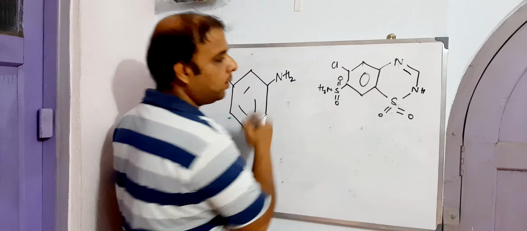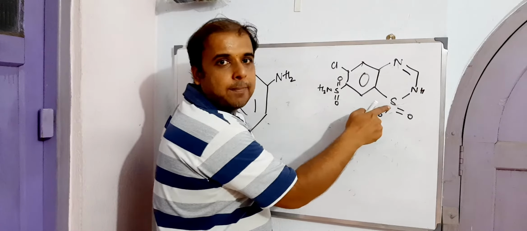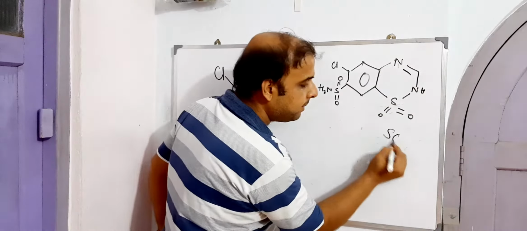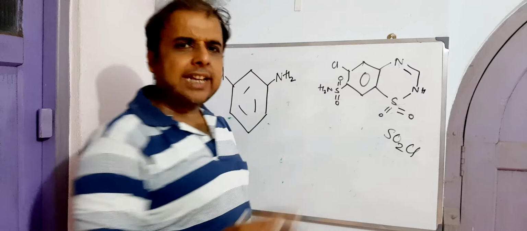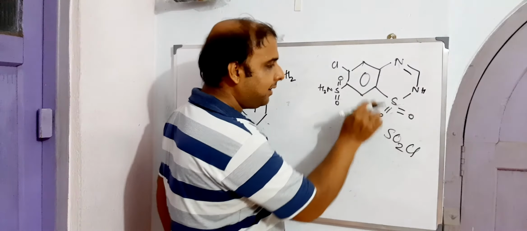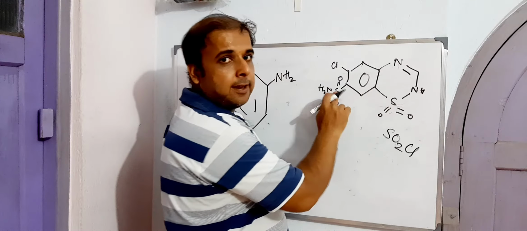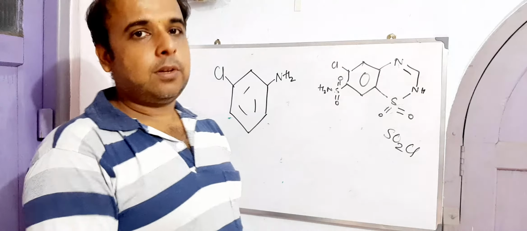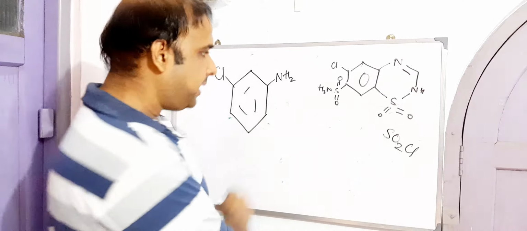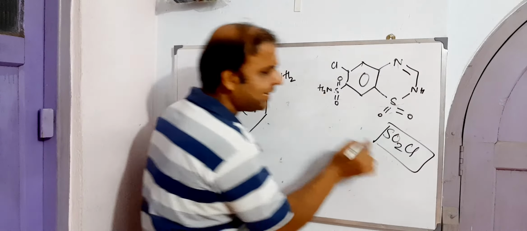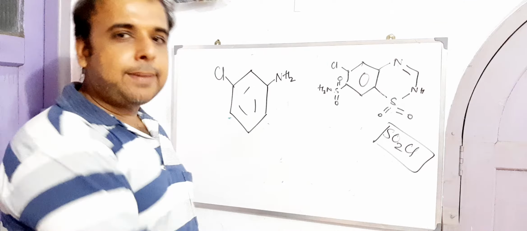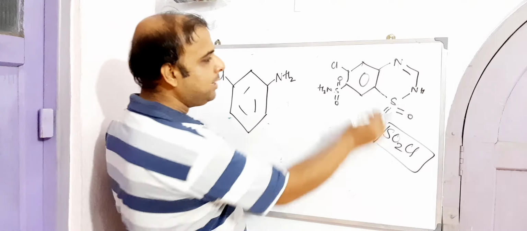Something like this, right? Okay. So here there is SO2, here also there is SO2, right? So like this, something like SO2Cl. If by any means we can put SO2Cl on both sides, probably we are close to the destination, right? So how can SO2Cl be inserted inside the benzene ring? How can this be linked to a benzene ring?